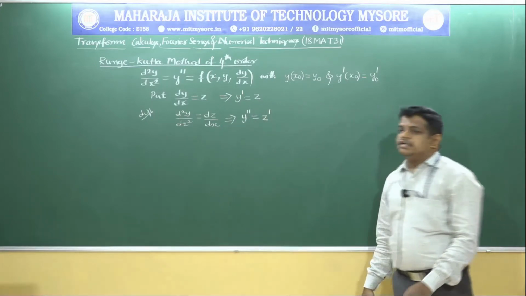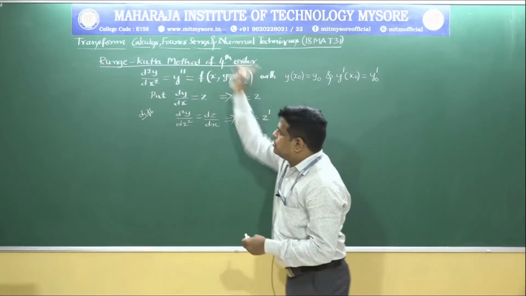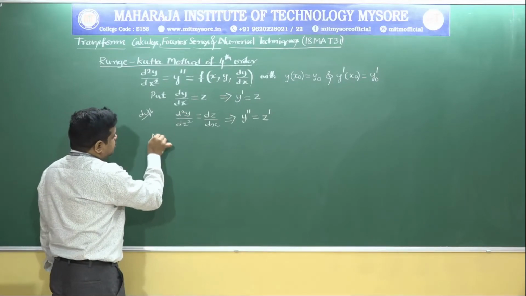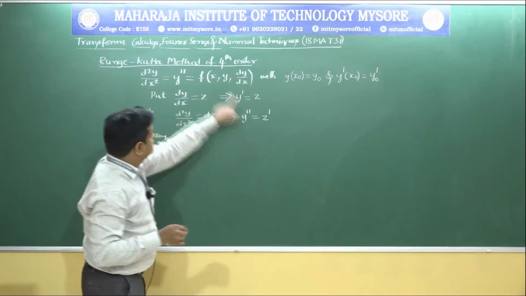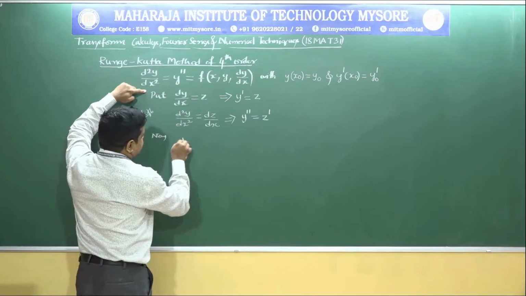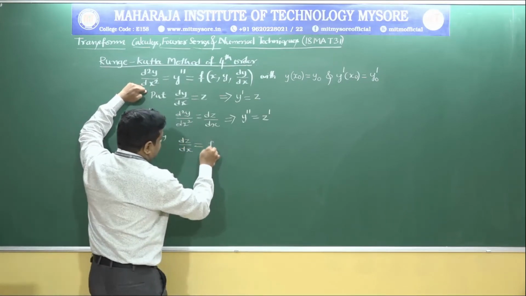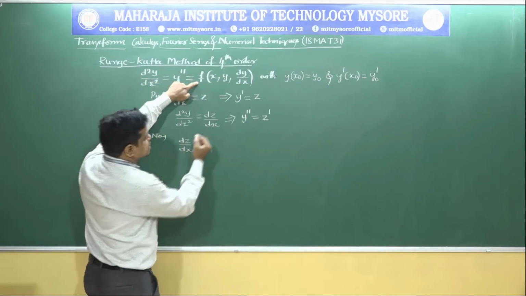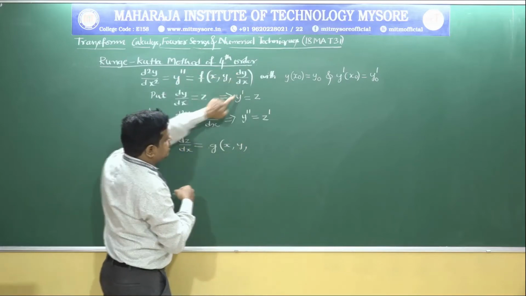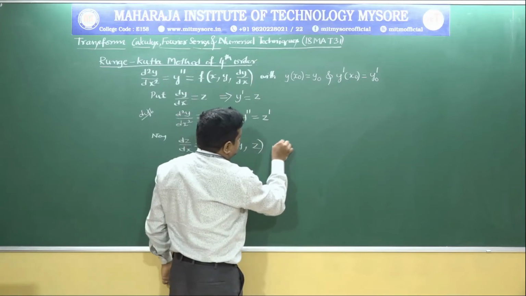z dash is nothing but dz by dx. Next, substituting this first order and second order derivative in the given second order derivative, we end up with dz by dx equals a function, here I am changing function f to g, that is g of x comma y comma dy by dx, which can be replaced by z, with the initial condition.